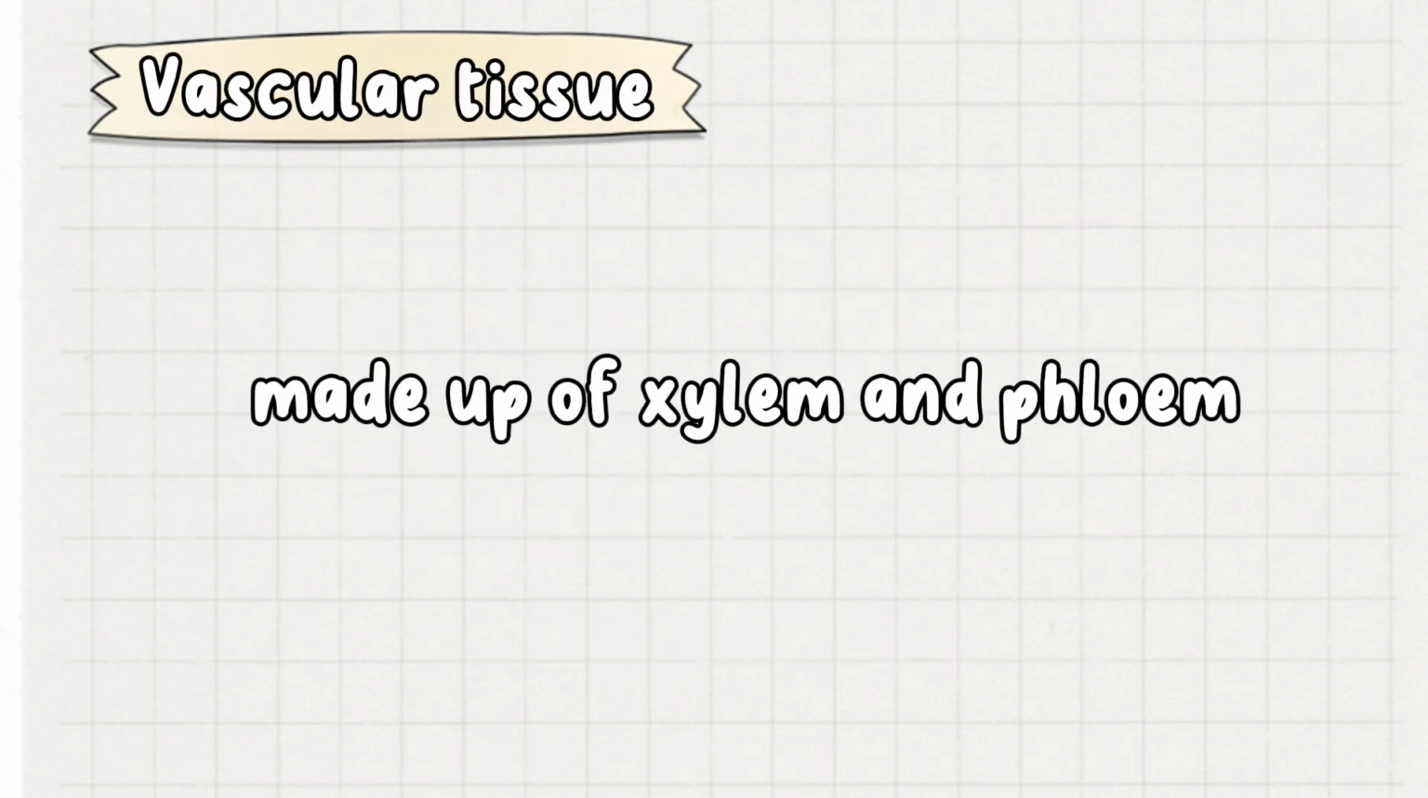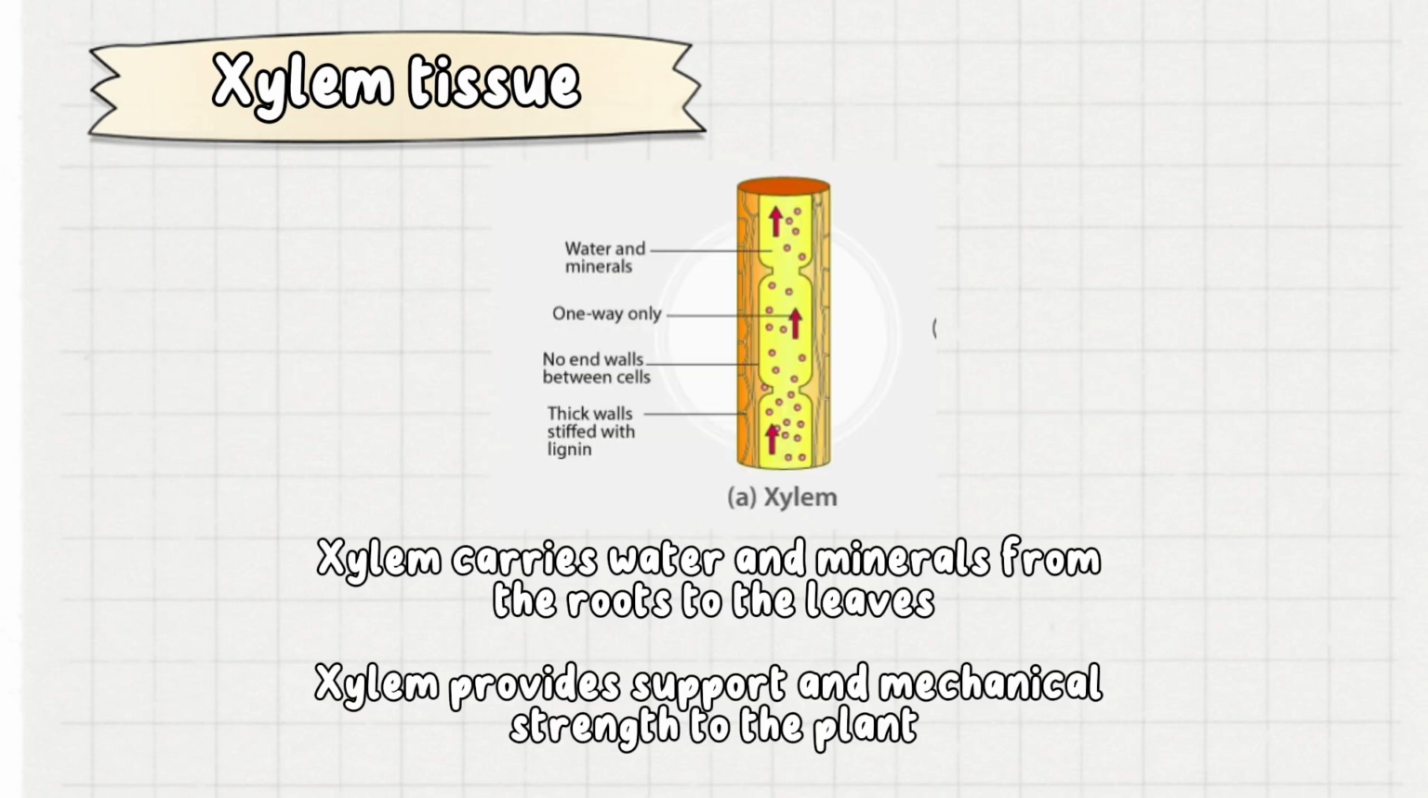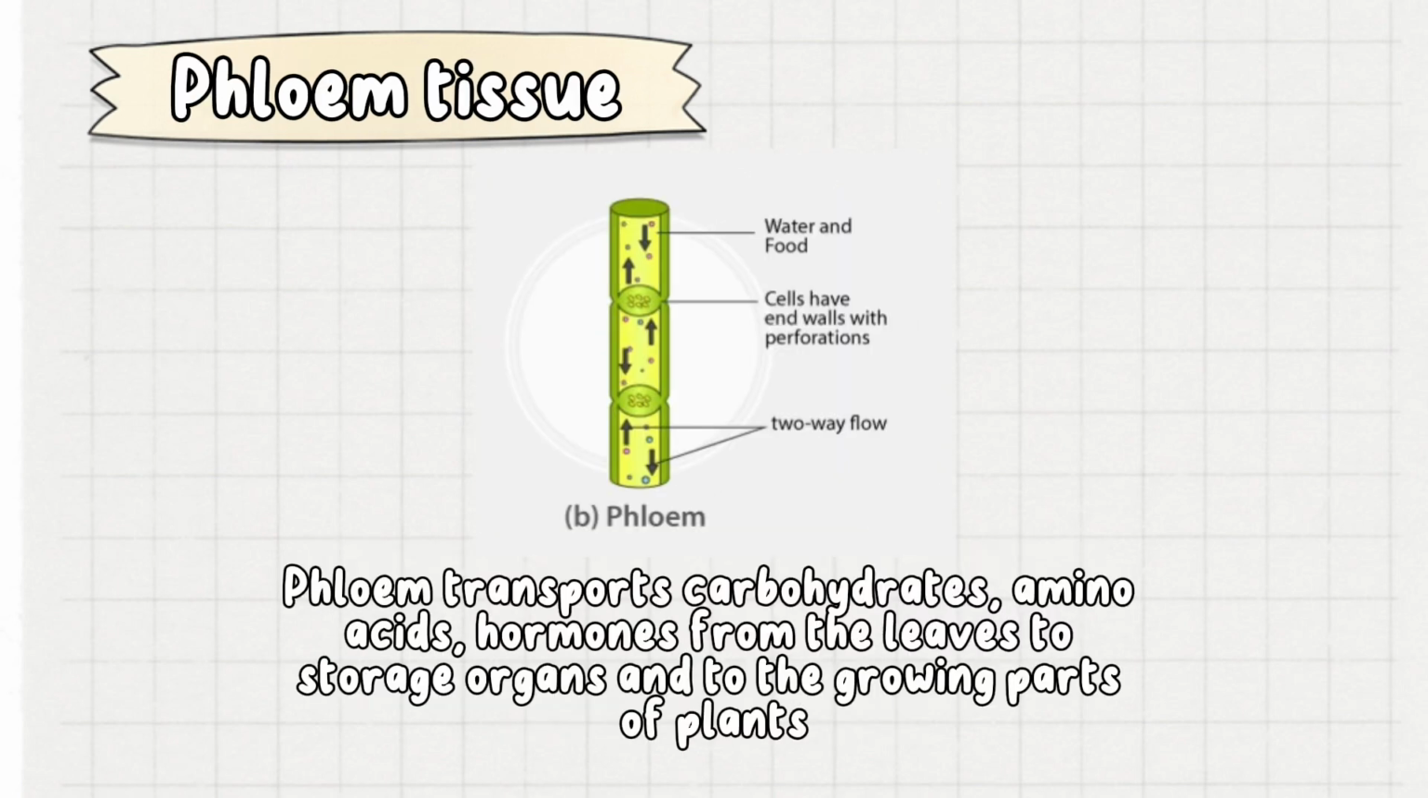The vascular tissue is made up of xylem tissue and phloem tissue. The xylem tissue functions in transporting water and mineral salts from the roots to the other parts of the plant. Lignin in the xylem tissue walls provides support and mechanical strength to the plant. The phloem tissue functions in transporting organic matter such as sucrose from the leaf to all parts of the plant.